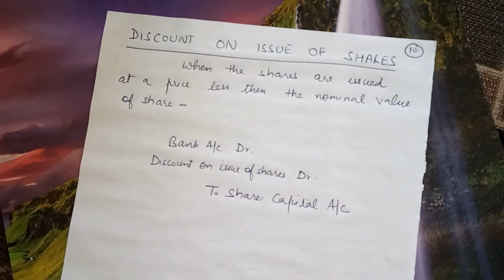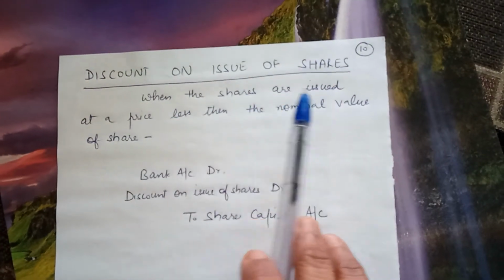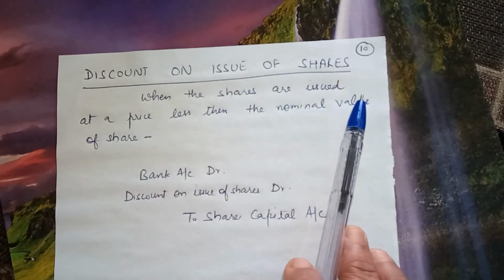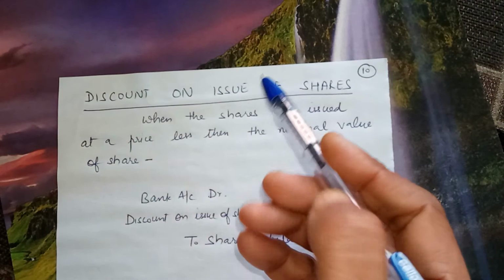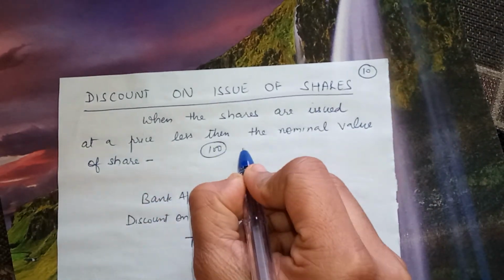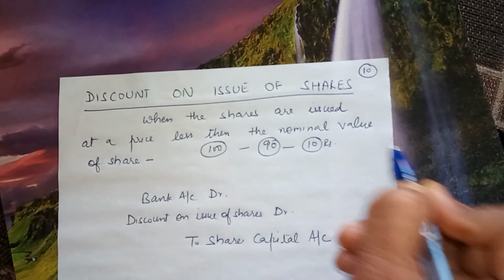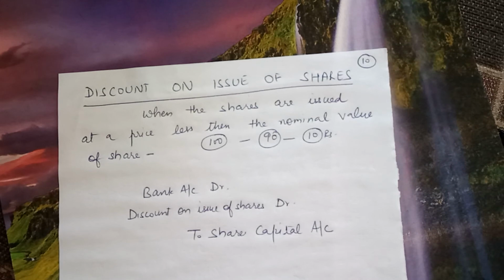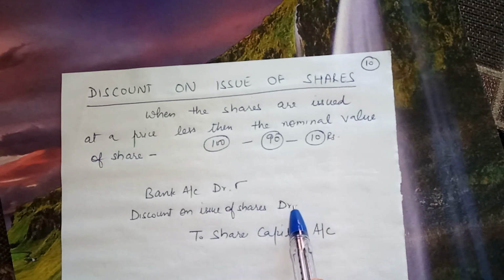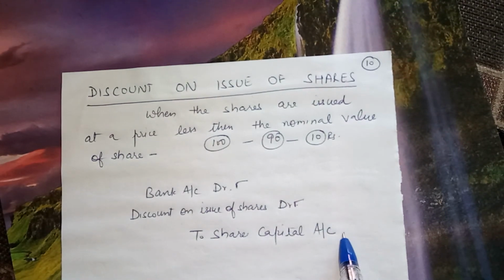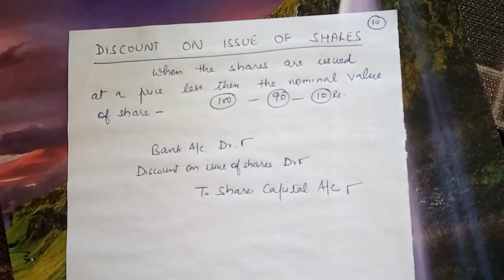And the other case is when the shares are issued at a discount. When the shares are issued at a price less than the nominal value of the share, for example, if the share is of nominal value rupees 100 but we issued it at rupees 90, the extra 10 rupees will be the discount. In that case, when the discount comes into the books, the entry will be bank account debit, discount on issue of shares account debit, to share capital account. We will discuss all these in detail in the coming videos.